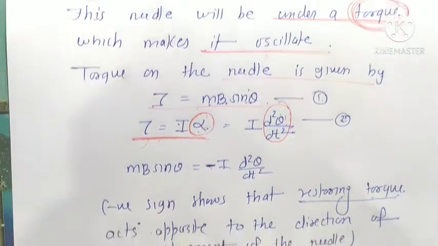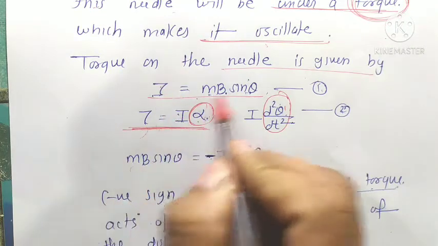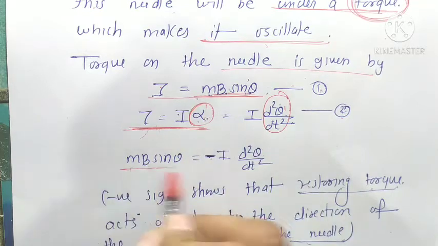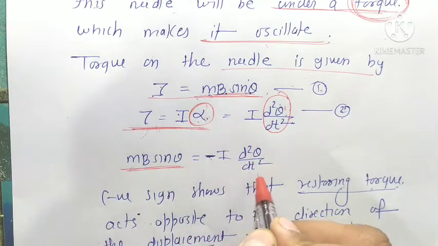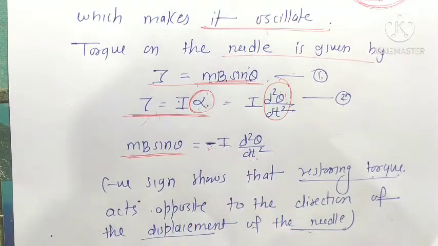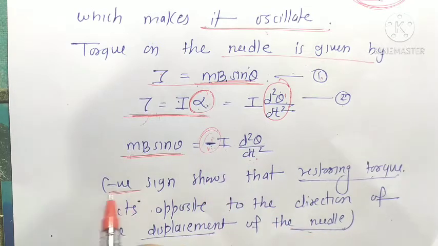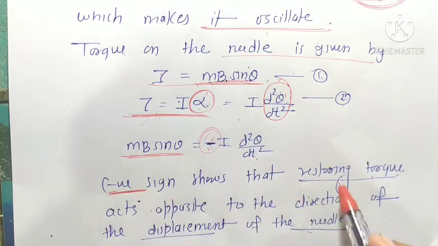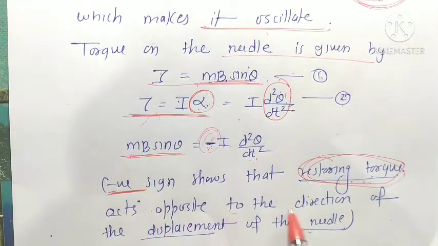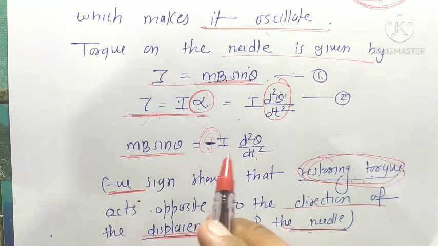Finally, we compare equation 1 and equation 2. Then mB sin theta is equal to I d2 theta upon dt square, but we put a minus sign here. Why do we put a minus sign? Because this represents the restoring torque. The negative sign shows the restoring torque, which acts opposite to the direction of the displacement of the needle.